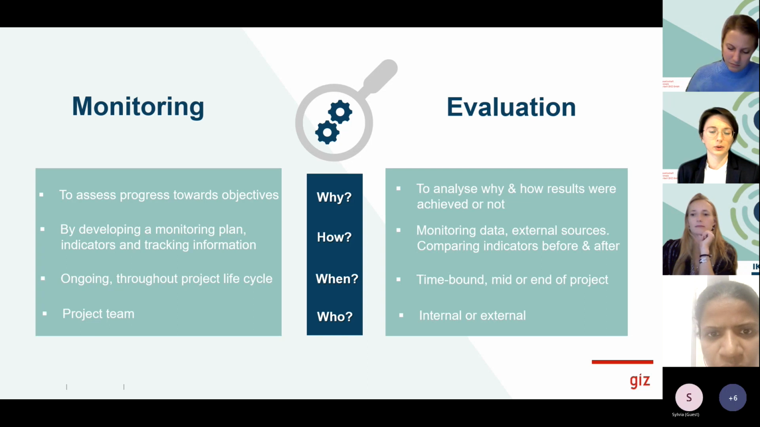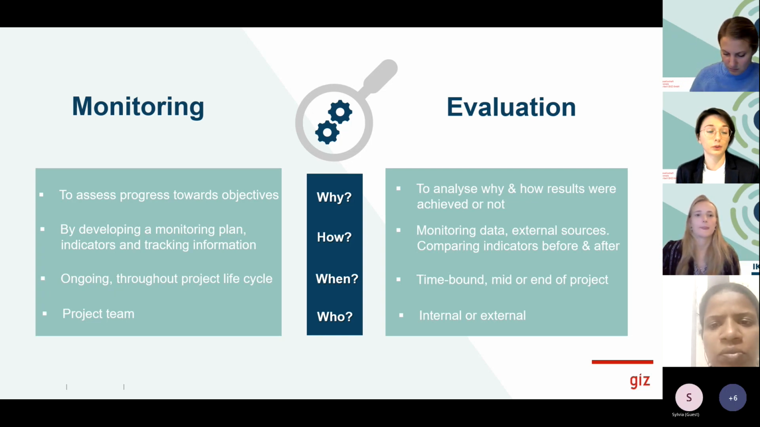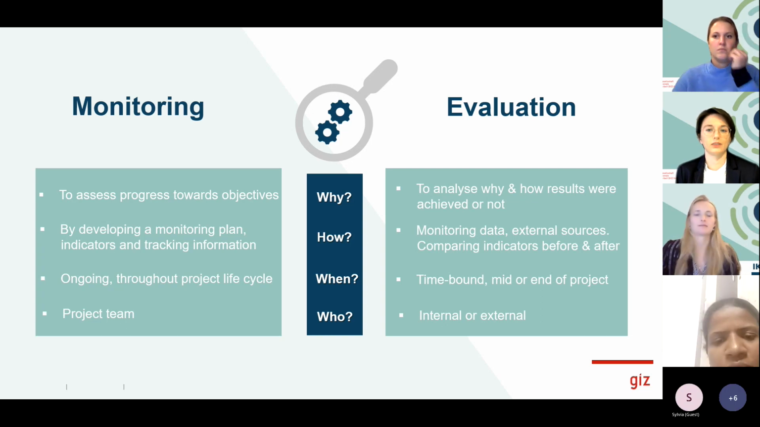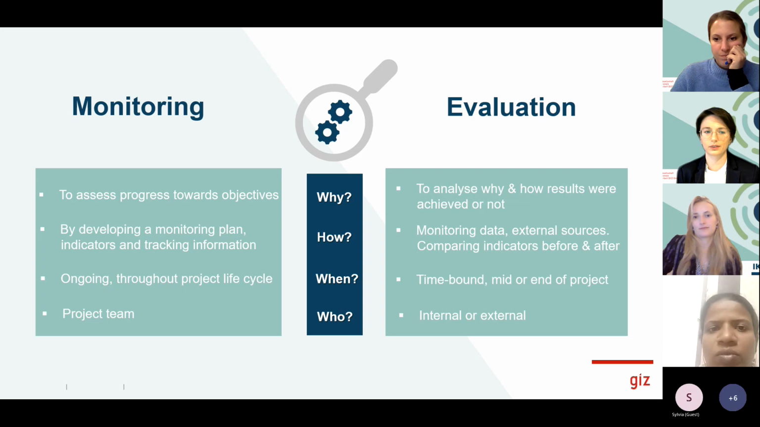You can use this monitoring to identify delays or any other issues while there is still time to steer in a more favorable direction and avoid underperforming. On the other hand, and normally this happens at the end of your project, a project will have an evaluation phase.